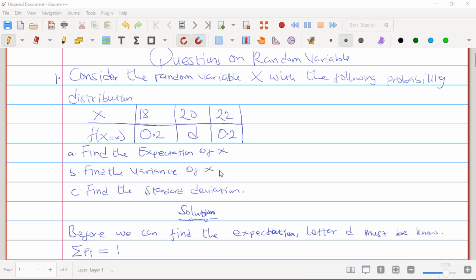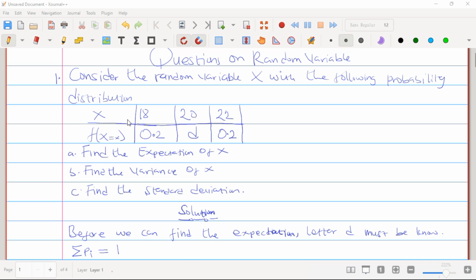So our first question is saying that consider a random variable x with the following probability distributions, right? So what do you think? Is this a discrete random variable or a continuous random variable? You can pause the video and think about it. Okay, this is a discrete random variable question, right?